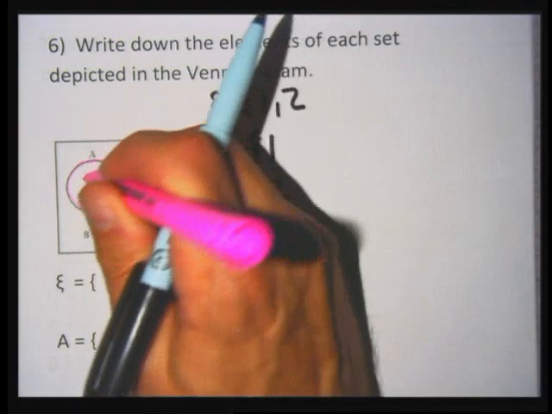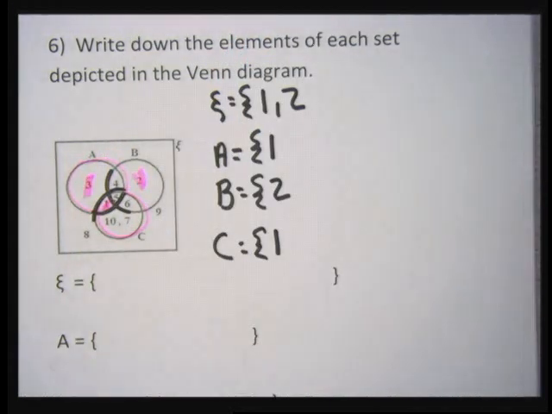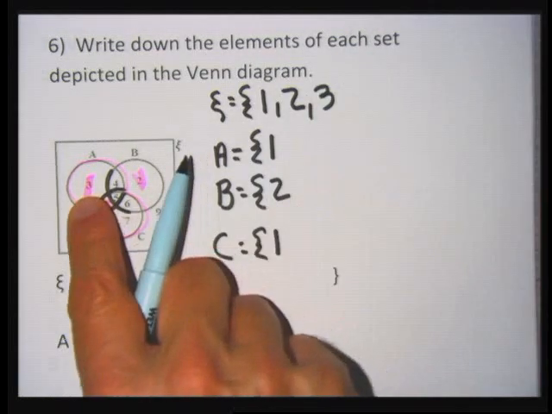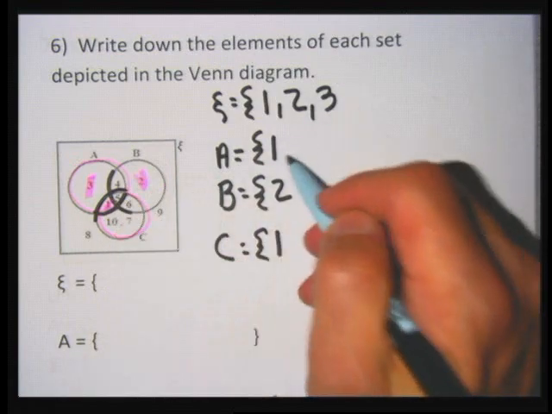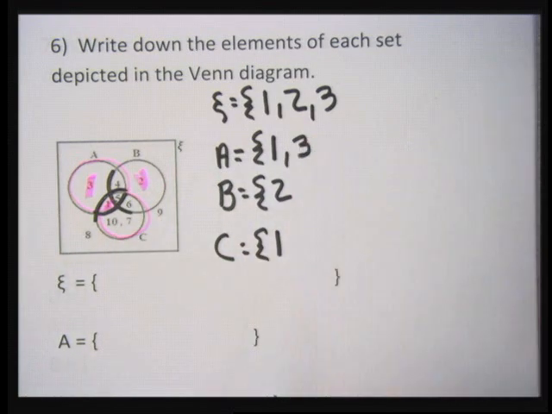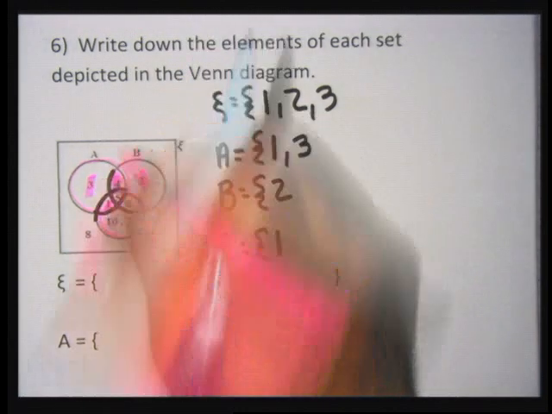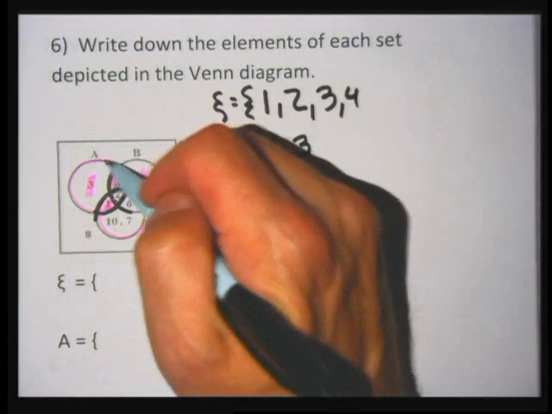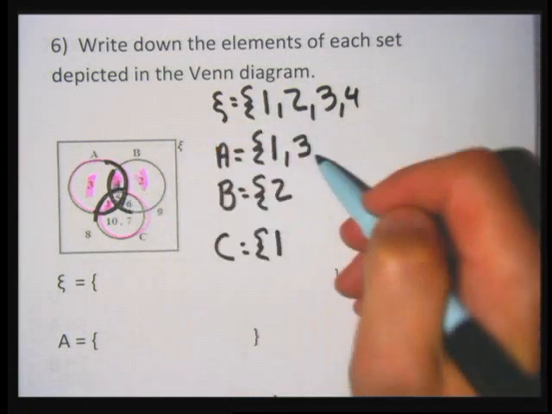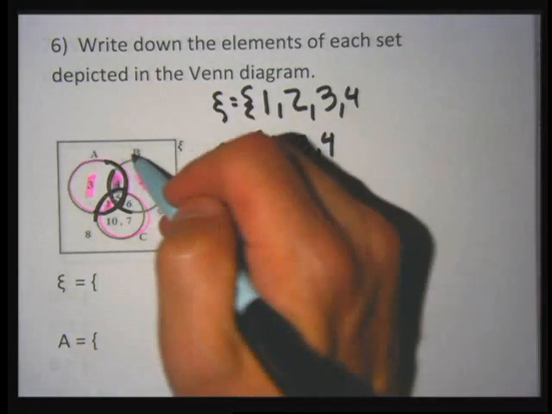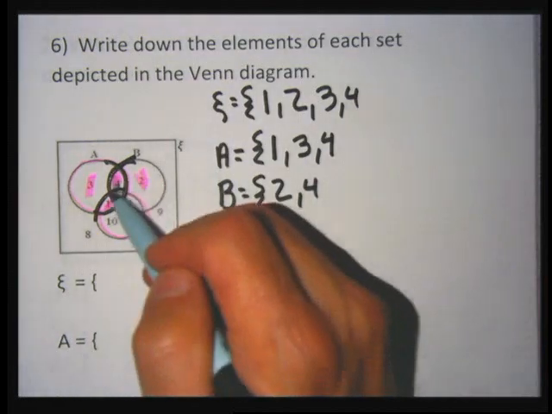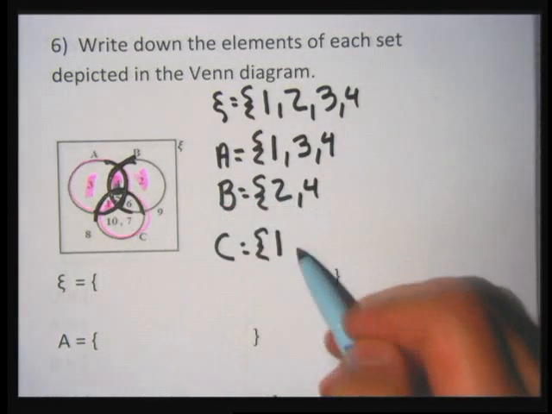3 is kind of like the 2, where it's only in the universal set and then one other set. 3 is in the universal set. It's in set A, but it's outside the B and the C circle, so 3 is only in the universal set and set A. 4, every number here is part of the universal set. 4 is inside the A circle, so I'm going to put it in the A set. 4 is also inside the B circle, so it belongs in the B set, but it's not part of the C circle, so it doesn't belong in the C set.